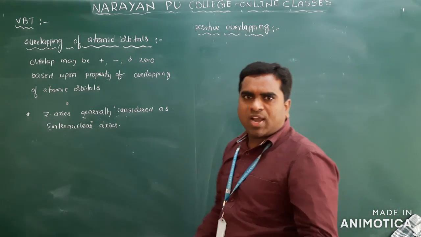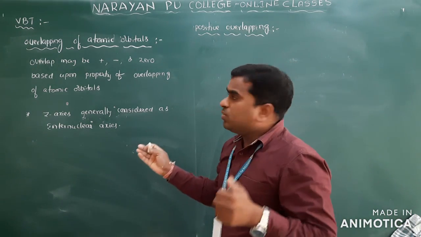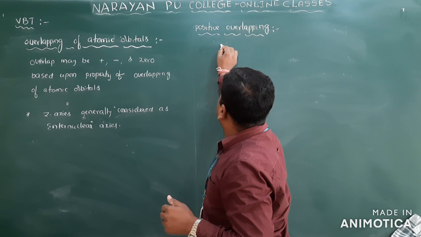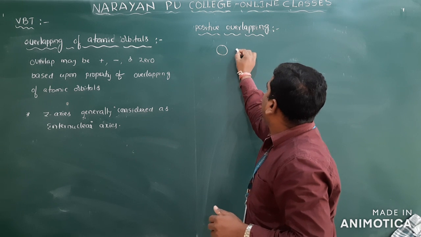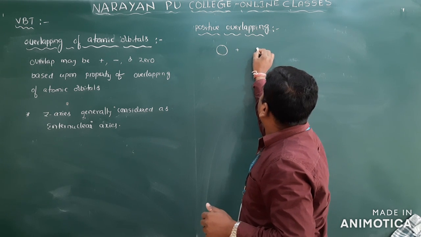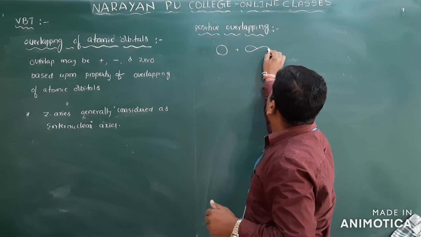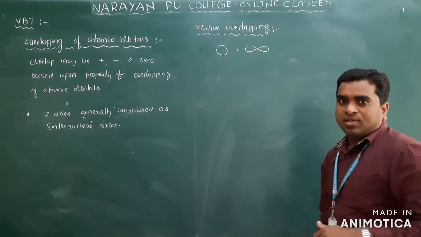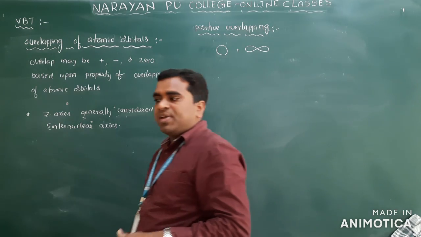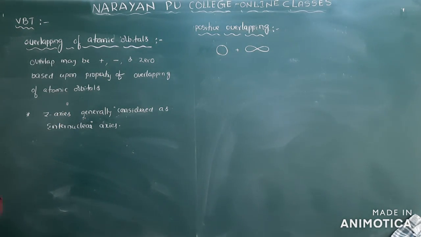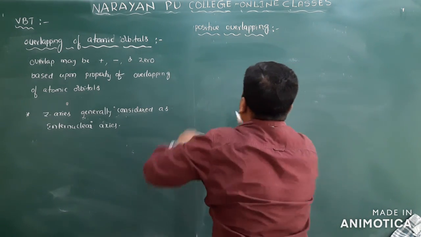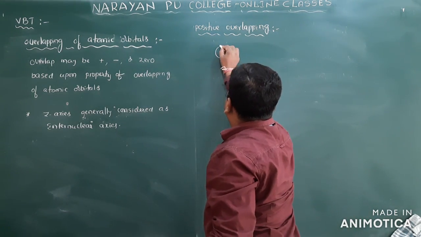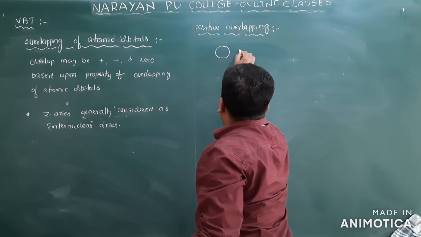Clear? So positive overlapping means, suppose this is an S orbital, and here another one is a Pz orbital. Which orbital is this? Pz orbital. And how will I write that overlapping? Directly I will write overlapping. This is an S orbital and this is one P orbital.